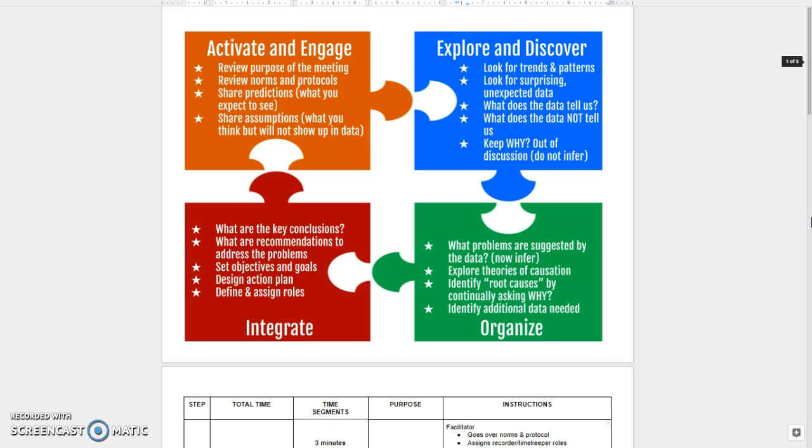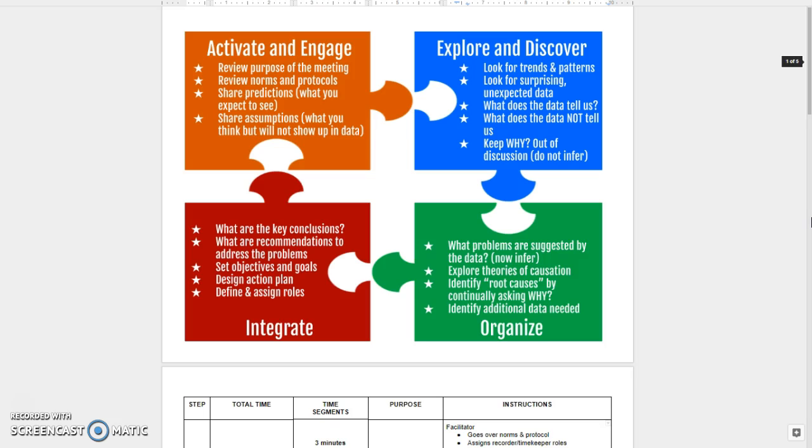The third stage is the organization stage, and this is where we do want to infer. We ask ourselves what problems are suggested by the data. We want to explore the theories of causation. Are these problems caused by people, by the students, or the teachers? Is it infrastructure? Is it curriculum? We dig deeper and look for the root causes by continually asking why.